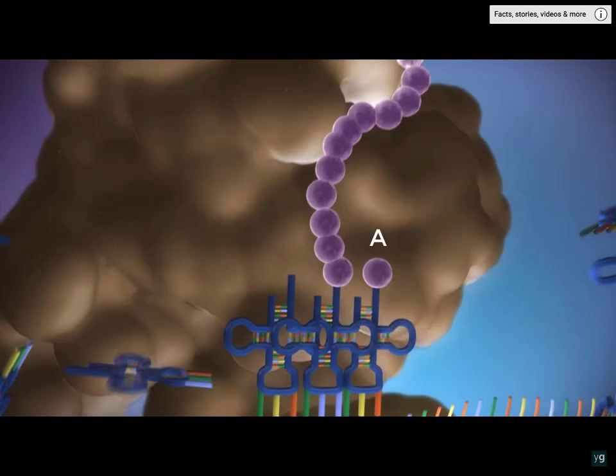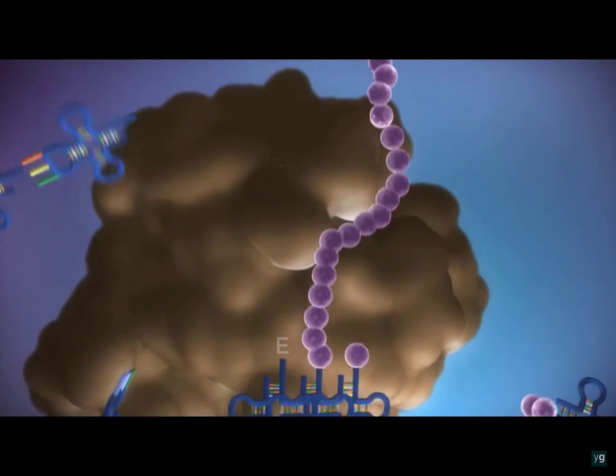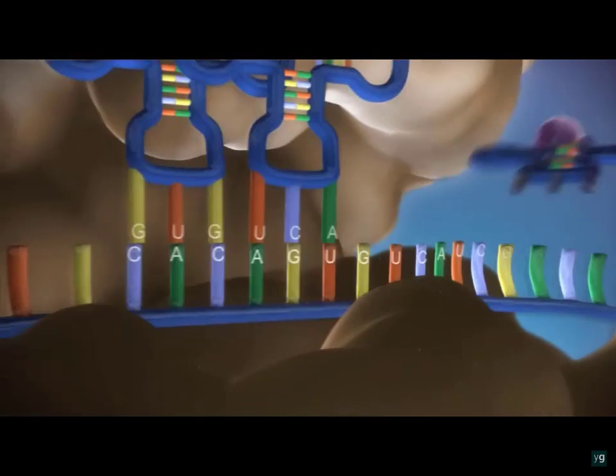So this is called the A site for the arrival. That's the way I think of it. This is the arrival site bringing in the new one. This is the P site for the growing peptide chain. And this is the E site. And guess what E stands for? Exit, because it's getting kicked out. See, that one got kicked out.